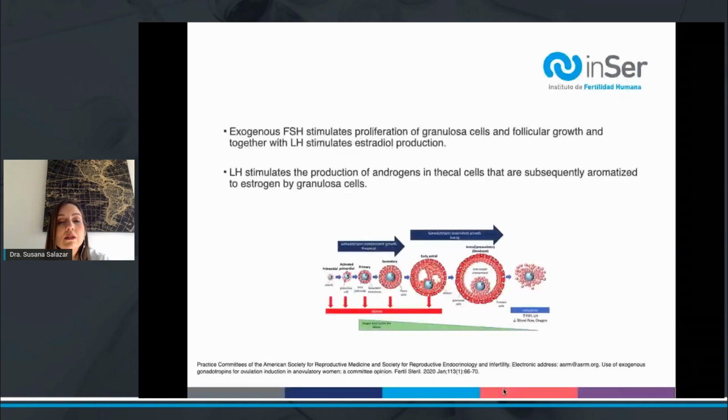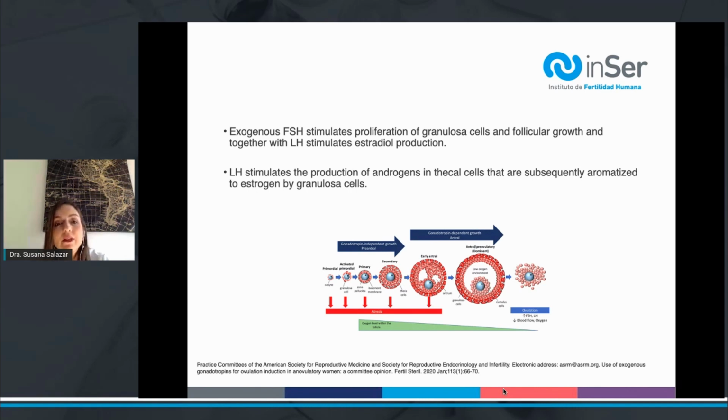Exogenous FSH stimulates proliferation of granulosa cells and follicular growth that, together with LH, stimulates estradiol production. LH stimulates the production of androgens in thecal cells that are subsequently aromatized to estrogen by granulosa cells. The goal of ovulation induction is to promote the growth and development of a single mature follicle.